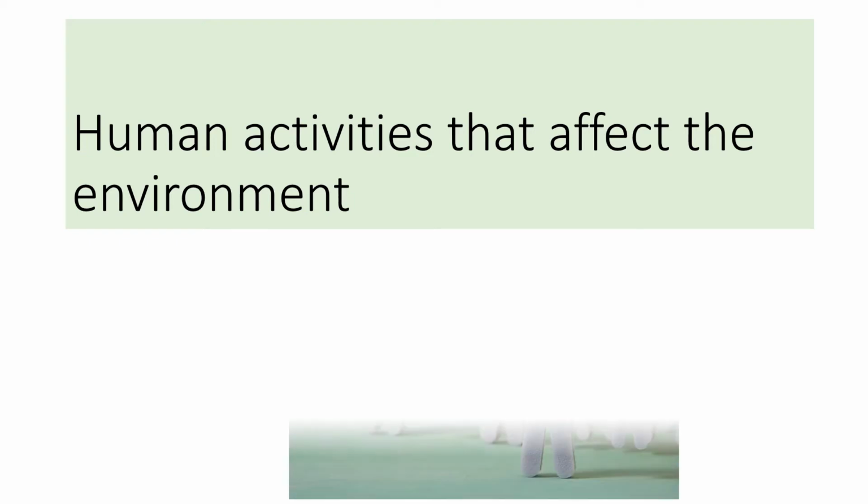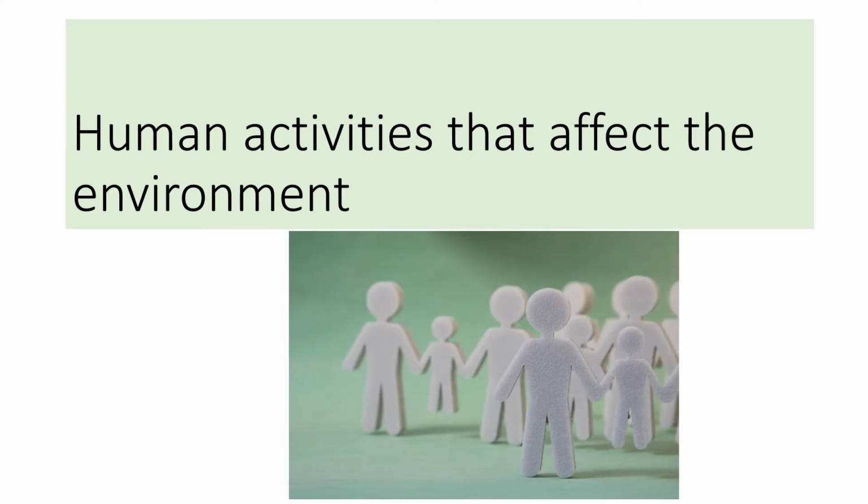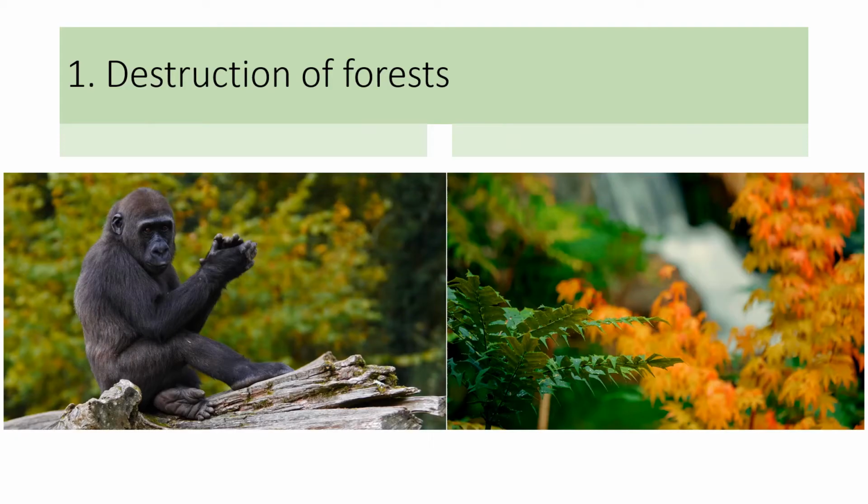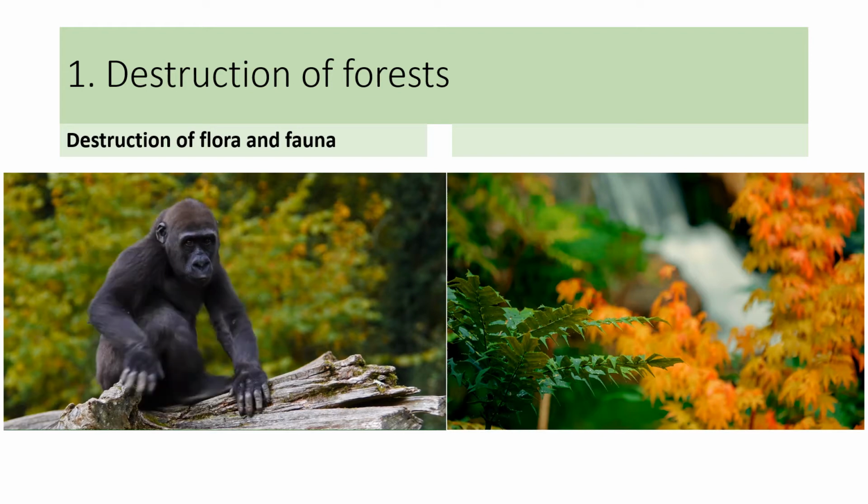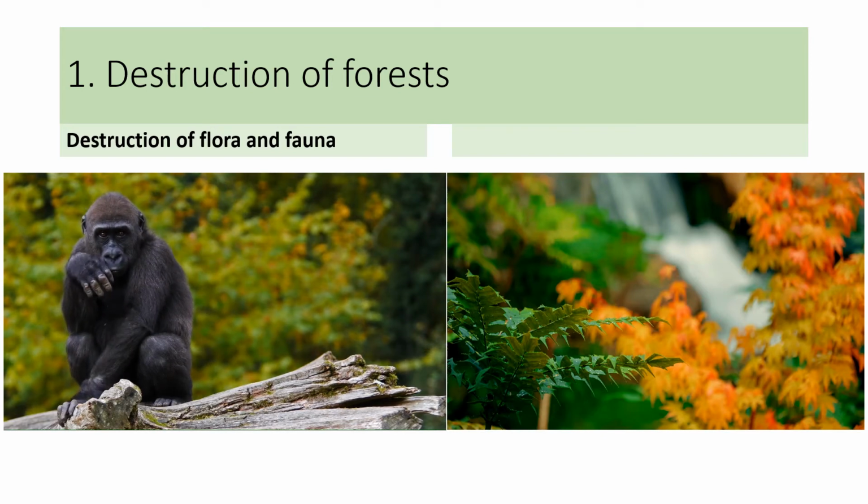Human activities that affect the environment. Let's see what they are. One of the destructive activities done by man is the destruction of forest. As a result, flora and fauna of the area are destroyed. Some plant and animal species are completely destroyed due to this, and we call that extinction. Some become endangered. That type of harm cannot be replaced.